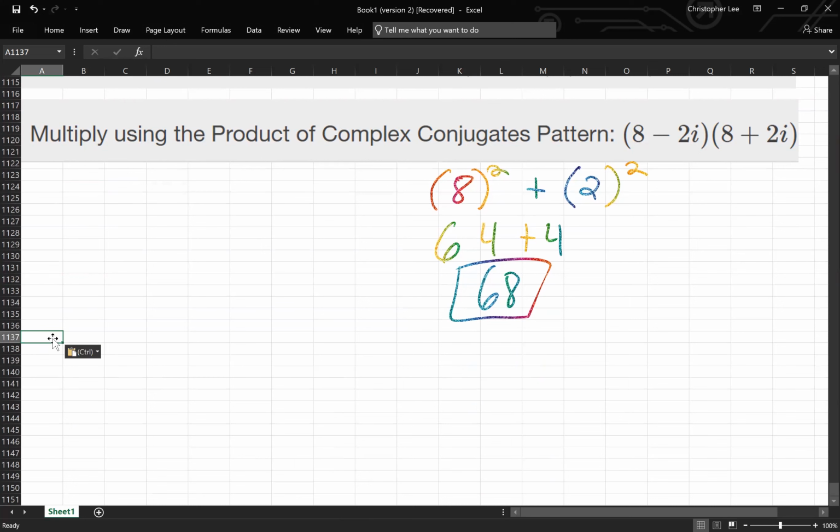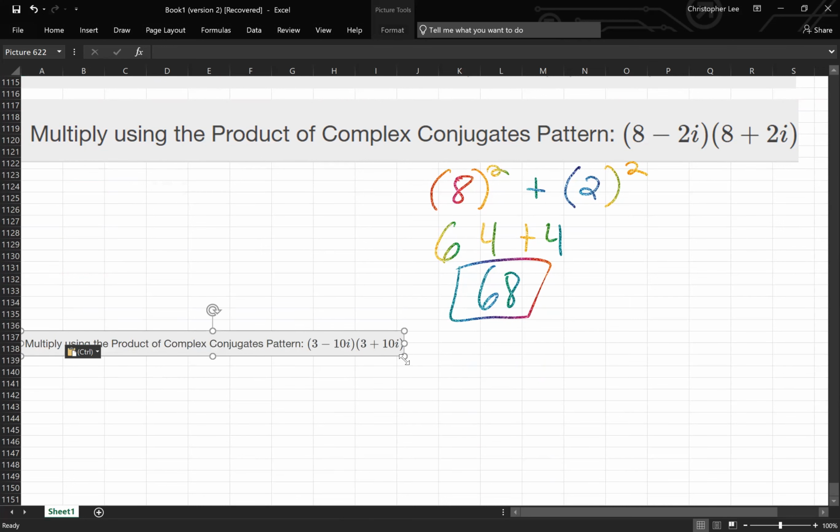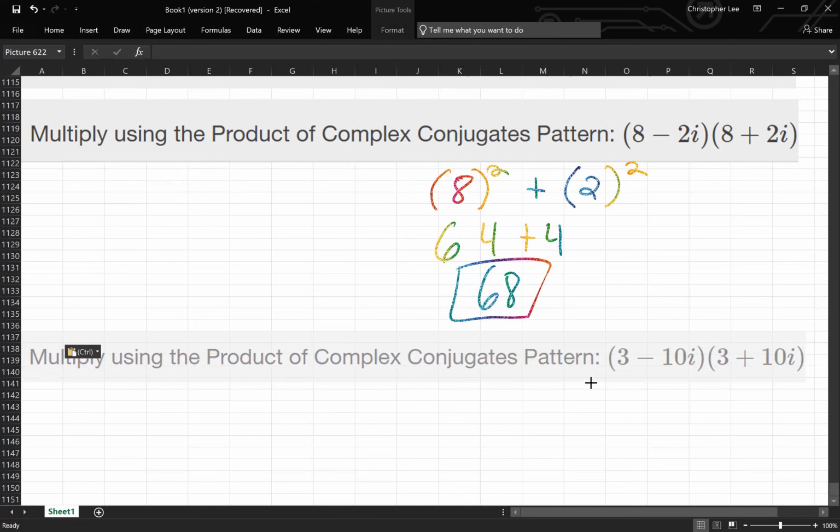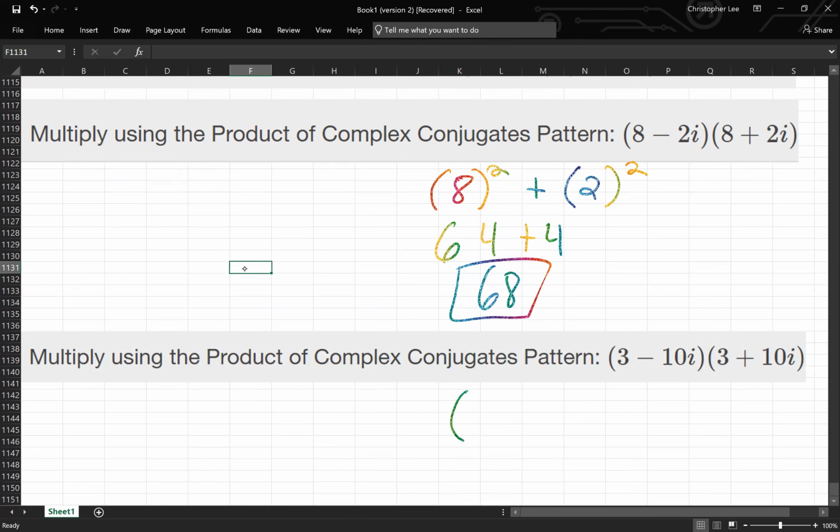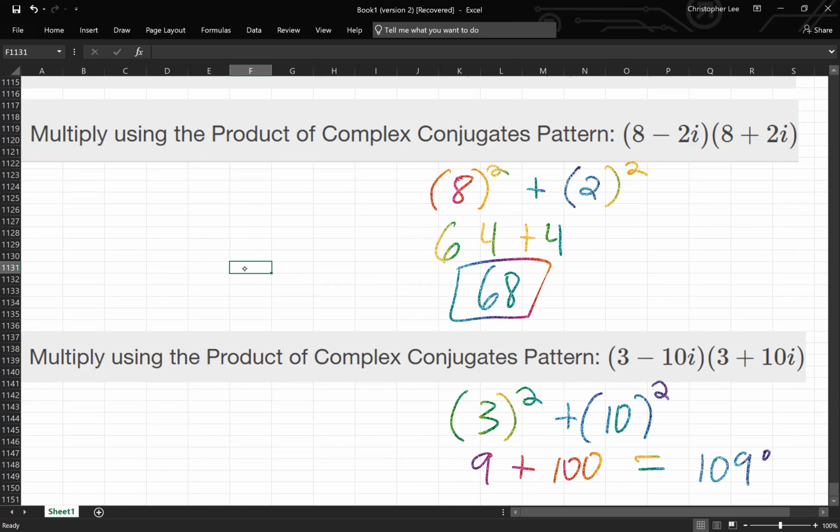So real quick, what would you say the answer to this is, or the process? Give me the process. This would be what? 3 squared plus 10 squared, right? And 3 squared is what? 9 plus 100, which equals 109. That's tomorrow's temperature, right? Oh, I'm sorry. Right.